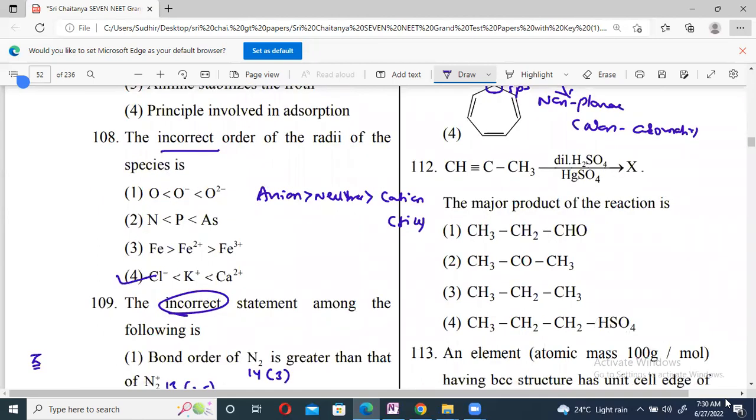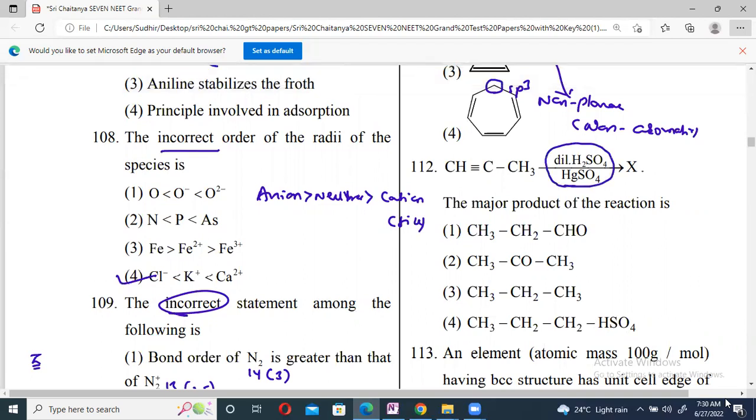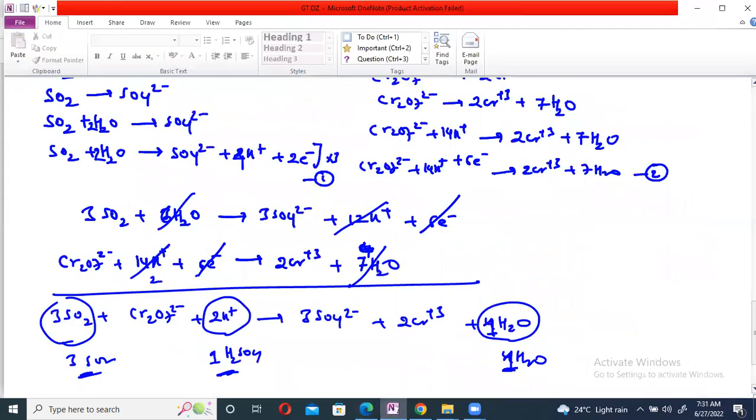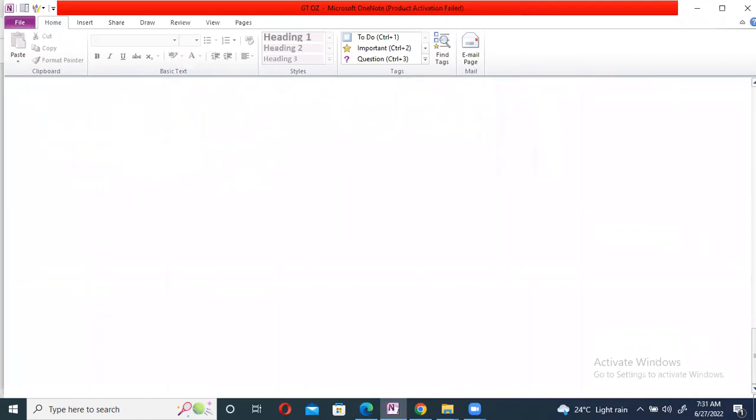112, beta. This is an unsymmetrical alkyne and we are adding dilute H2SO4, HgSO4. I'll tell you beta, if H2SO4 is dilute and HgSO4 is there, it is a reaction called oxymercuration demercuration. Means here you are adding water, and addition of water will follow Markovnikov rule, beta, without formation of any carbocation. Now, if it is an unsymmetrical alkyne and you are adding the water, I'll show you CH triple bond C, CH3 and addition of water.